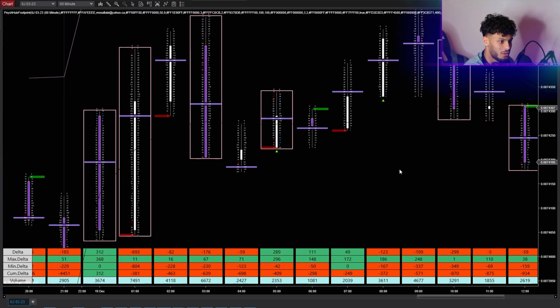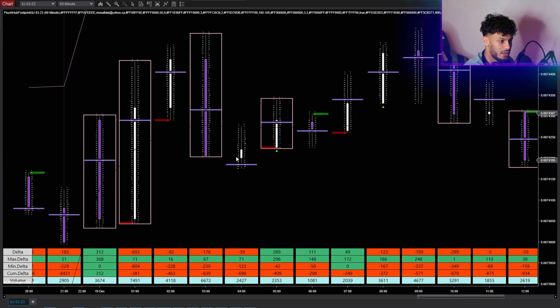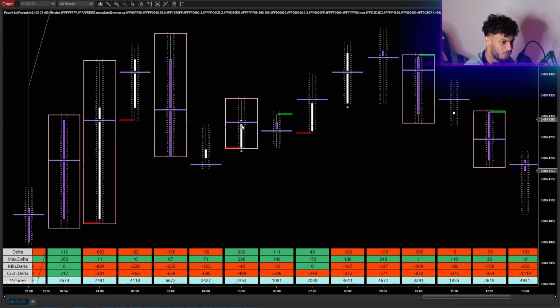Then we wait. We wait. And as you can see, price comes back up. And as you can see, 289, 296, minus 42. So potentially now it's giving us signs that, okay, this zone might not hold. This is why I wait. Potentially this zone might not hold.